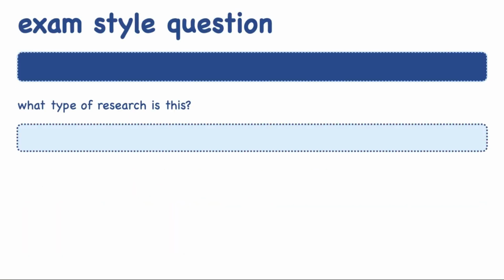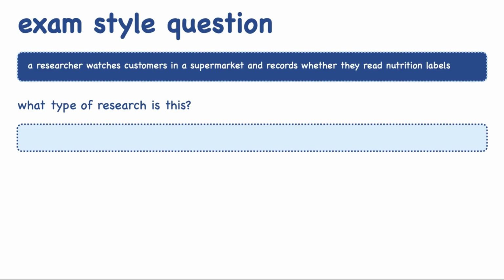Here is another exam-style question. A researcher watches customers in a supermarket and records whether they read nutrition labels. What type of research is this? It is observational research because the researcher watches and records behavior.